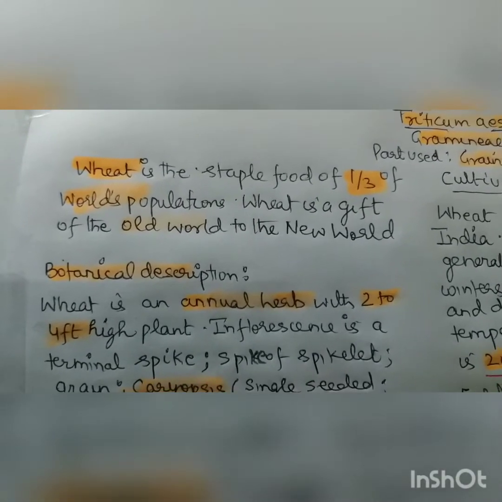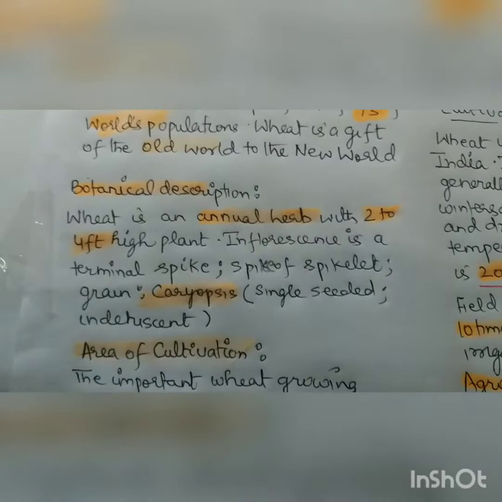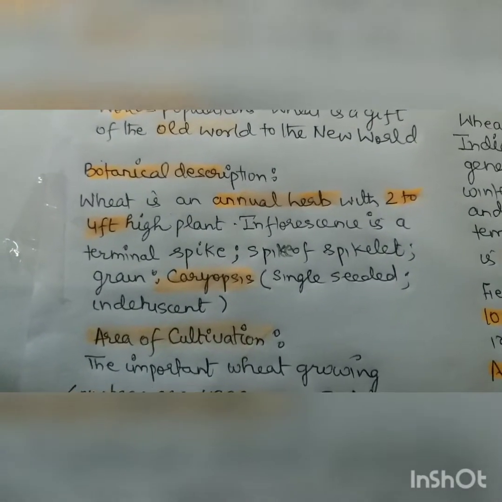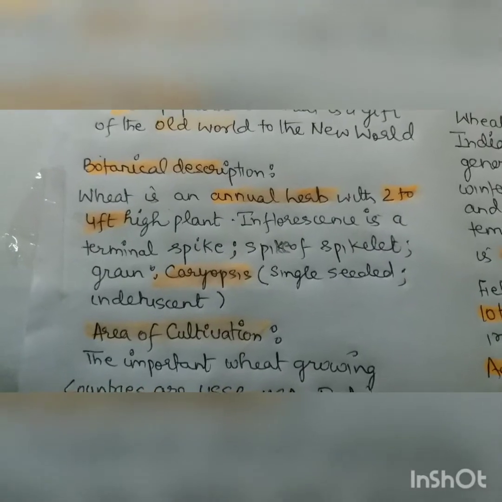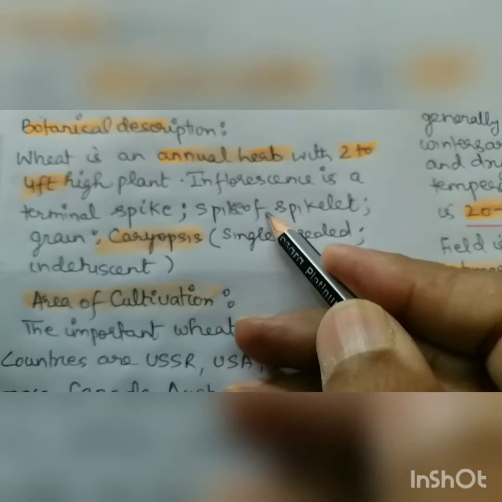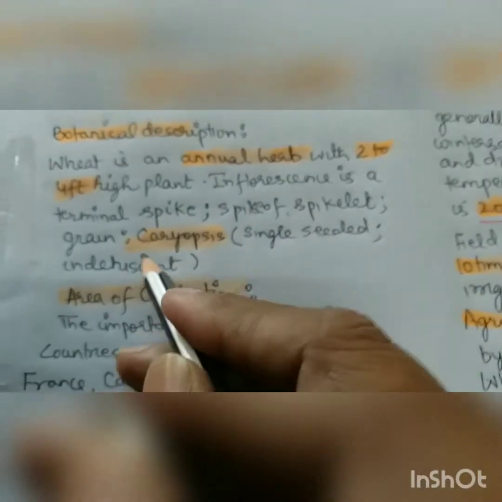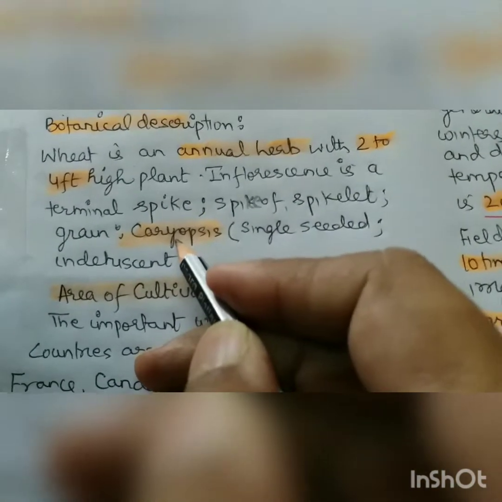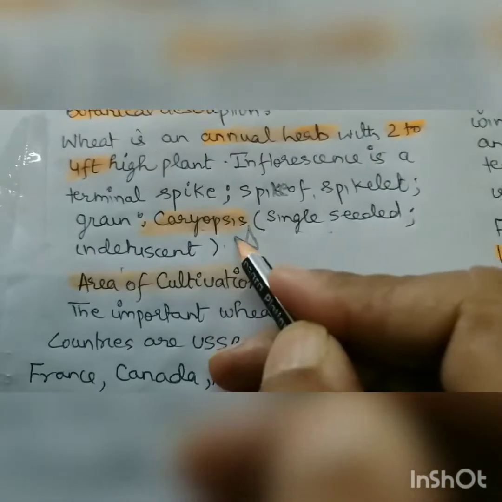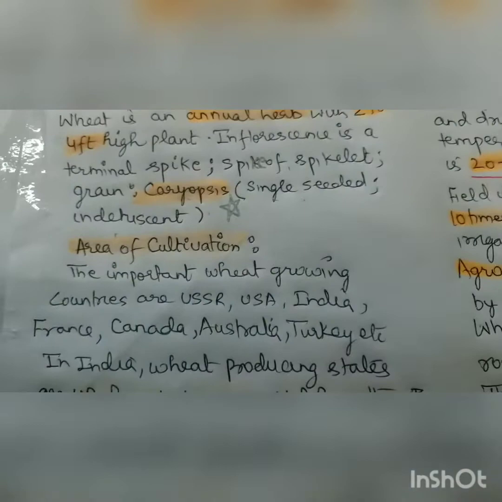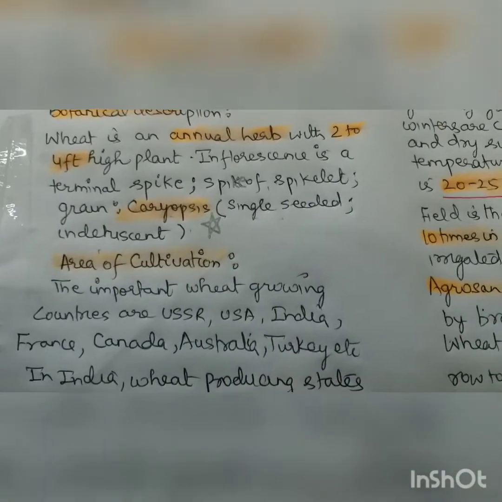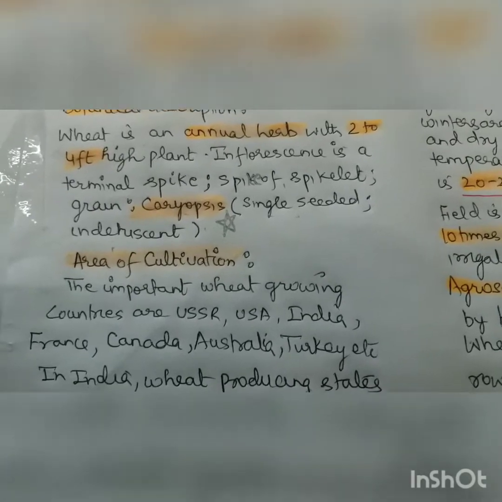Wheat is a gift of the Old World to the New World. In botanical description, wheat is an annual herb, a 2 to 4 feet high plant. Inflorescence is a terminal spike, this is also important, and a spike of spikelets. And the fruit is Caryopsis, which I already told you, single seeded and indehiscent. This question will come. Caryopsis will come, and the options are single seeded and indehiscent. There are jumbled up options also.